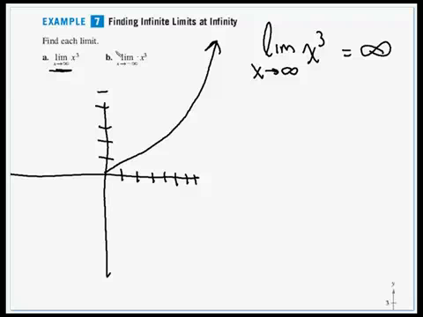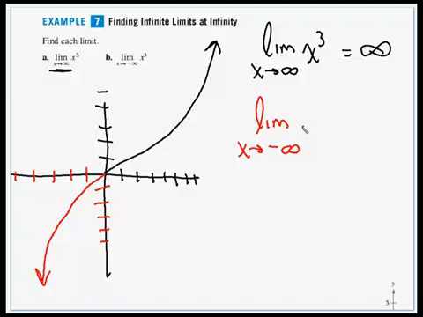And let's see what happens here on the other side. We're heading off toward negative infinity on the x-axis. So again, we're plugging in negative values of x into a third power function. A negative cubed has a negative output, so we will be working our way down the y-axis. So the limit as x approaches negative infinity of this x to the third power is equal to negative infinity.